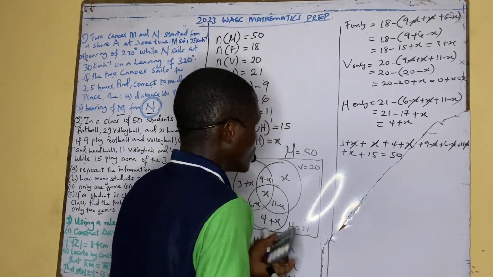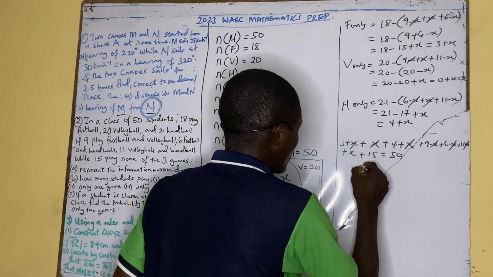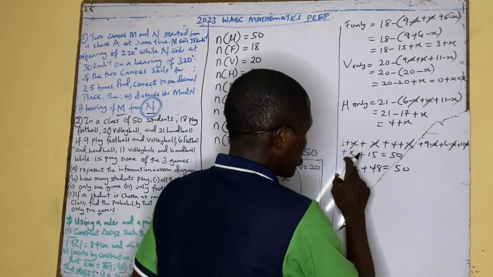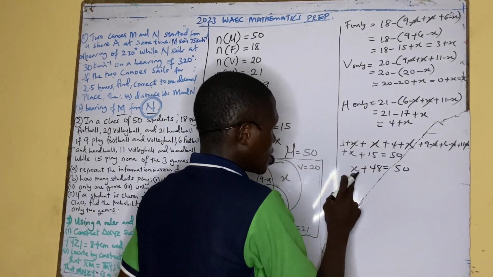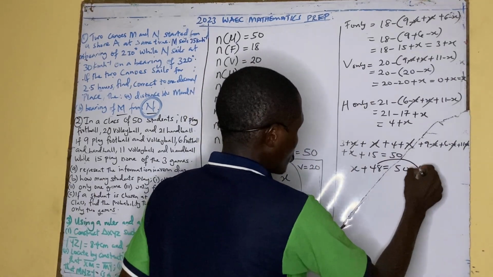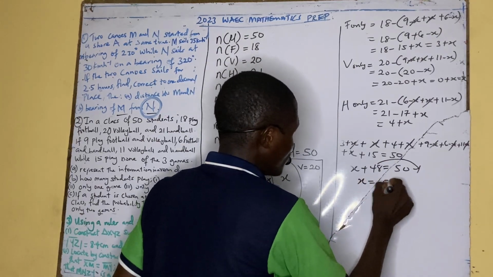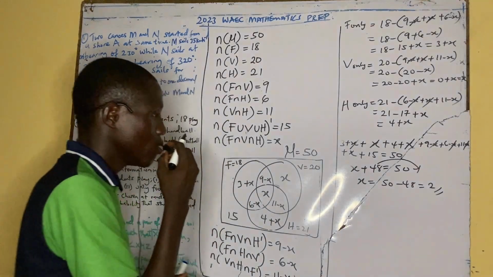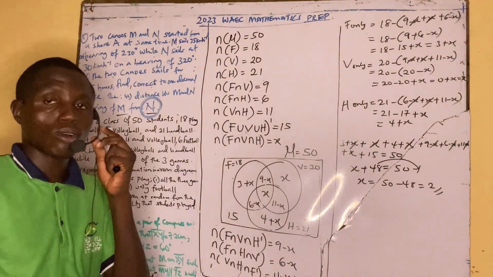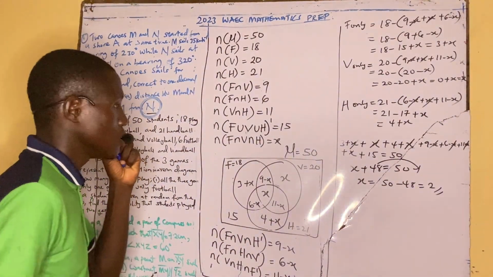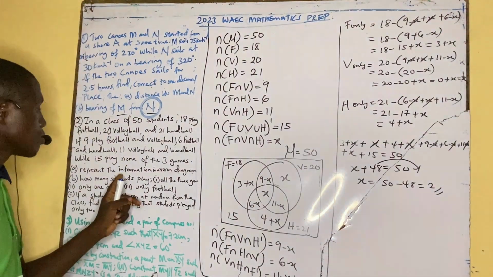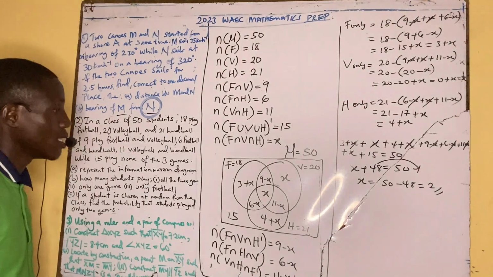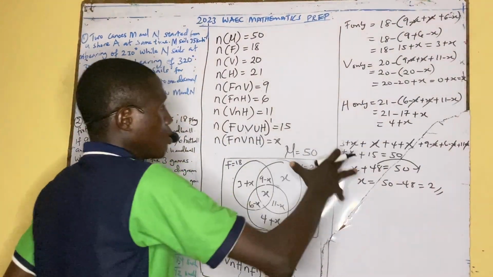So this is going to give us x plus 48 equal to 50. When you add all the numbers together, we have 48 plus x equals 50. Transferring 48 to the other side, x equals 50 minus 48, which is 2. So that's the value of x, which is the number of students that play all the 3 games. Please note that.